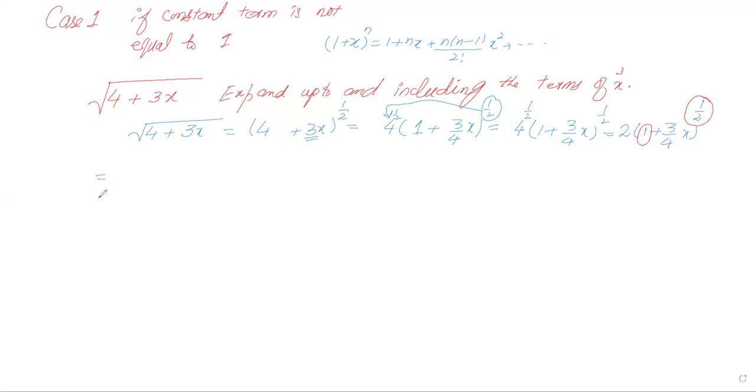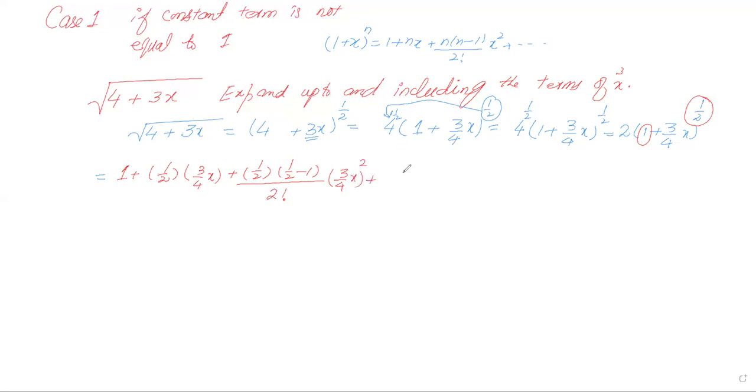Now I will start from here. That becomes 1 as it is, plus nx. n means 1 by 2, and x means the whole second term, that is 3 by 4x. Then we have n as it is, according to the formula, n minus 1. How many factors? There are 2 factors, so you have to write 2 factorial. Then you have to multiply by the square of the second term, 3 by 4x whole square.